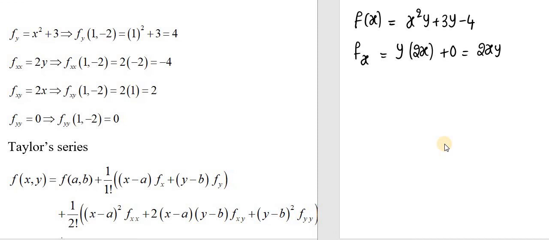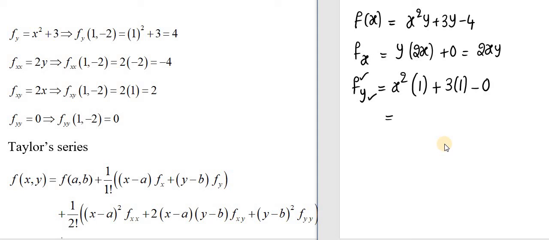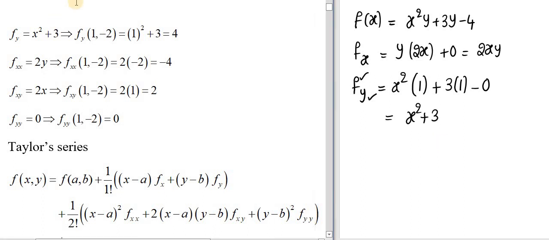Next, we are going to find out fy. That means partial differentiation of f with respect to y. While doing this partial differentiation, we are keeping x as constant. Whenever x is constant, x square is also constant. So, keep x square as constant. Partial differentiation of y with respect to y is 1, plus 3 into 1. Constant differentiation is 0. So, we are going to get x square plus 3. So, this is this one.